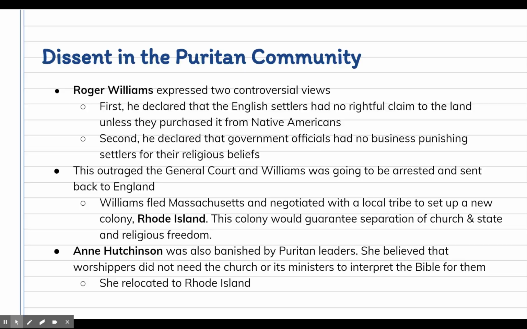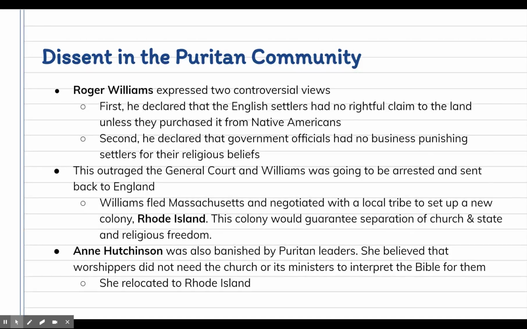But before that happened, he fled Massachusetts and negotiated with a local tribe to set up a new colony, Rhode Island. So this colony would guarantee separation of church and state, meaning that the church laws would not influence the government laws. That's what that separation is. Whereas in the Massachusetts Bay Colony, Puritan law was also the law. And introducing the idea of religious freedom. People can worship freely without fear of persecution, being arrested, any type of punishment.